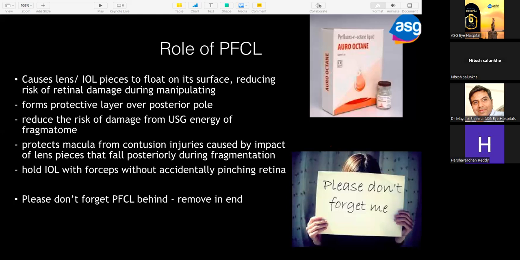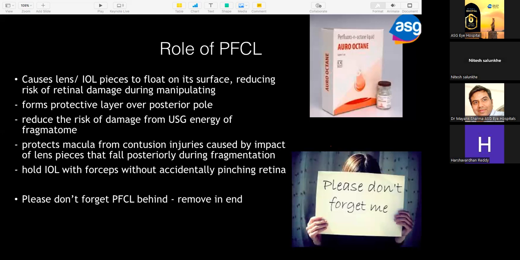The other thing is that it forms a protective layer over the posterior pole and reduces risk of damage from the power of the frag. It also protects the macula from contusion injuries. Every time the lens falls posteriorly, it is going to fall on the retina, right? So PFCL prevents the nucleus from doing that.